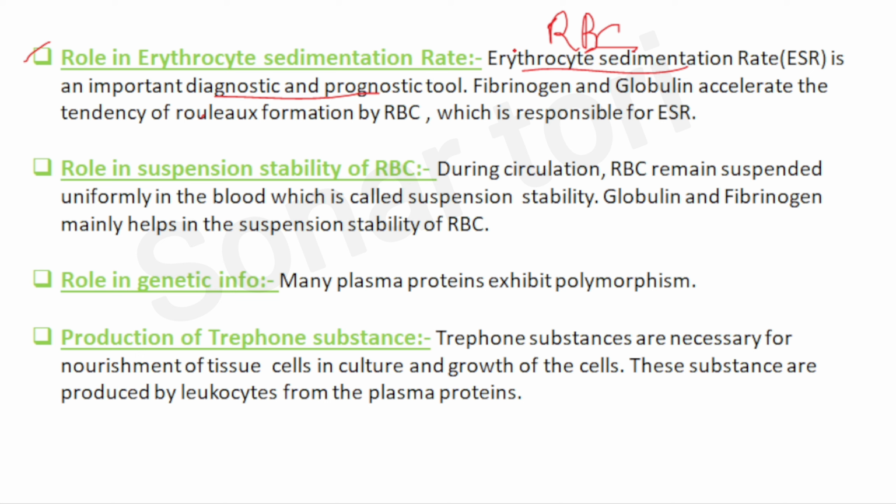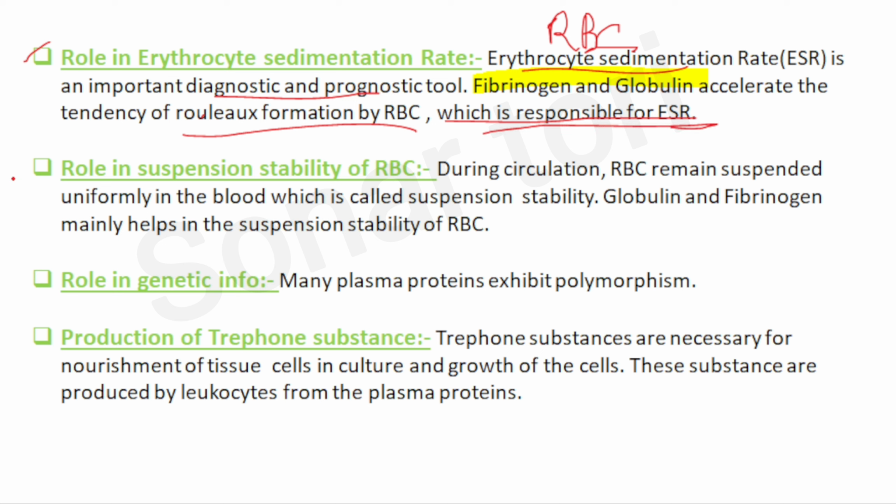Fibrinogen and globulin accelerate the tendency of Rouleaux formation by RBC, which is responsible for the ESR. So the ESR test is basically based on the Rouleaux formation of the RBC. The time that is needed for the Rouleaux formation of RBC is detected by the ESR test. So fibrinogen and globulin help in Rouleaux formation of the RBC, and that's why they also help to maintain the level of the ESR value.